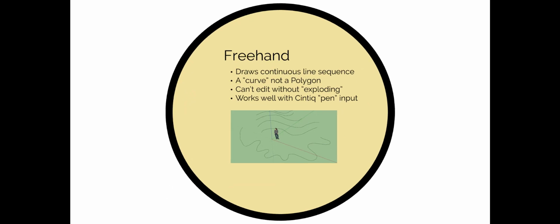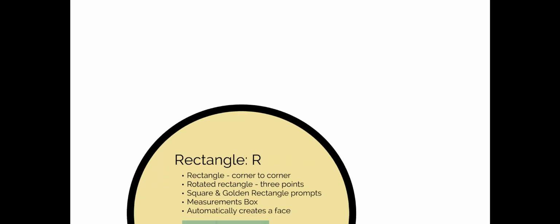Freehand draws a continuous line, but it's what's described as a curve in SketchUp, not a polygon. So you can't edit it without exploding. And when you explode it, it's just a bunch of line segments. So this has some value, but I tend not to use it very much unless I'm using a Cintiq pen and drawing contours or something. But you don't have quite as much control. Like to draw a sidewalk or something, I would use arcs and tangents as opposed to the freehand tool.